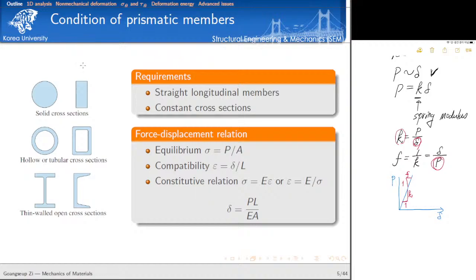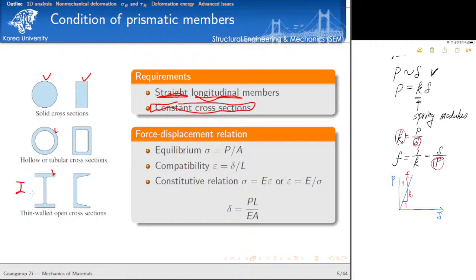Okay, for this one-dimensional analysis, we have certain requirements. So first, we need to consider straight members in the longitudinal direction. And then I want to consider a constant cross-section. The cross-section can be circular or rectangular, or you can consider hollow tubes, and thin-walled open sections, and this is called I-shaped sections.